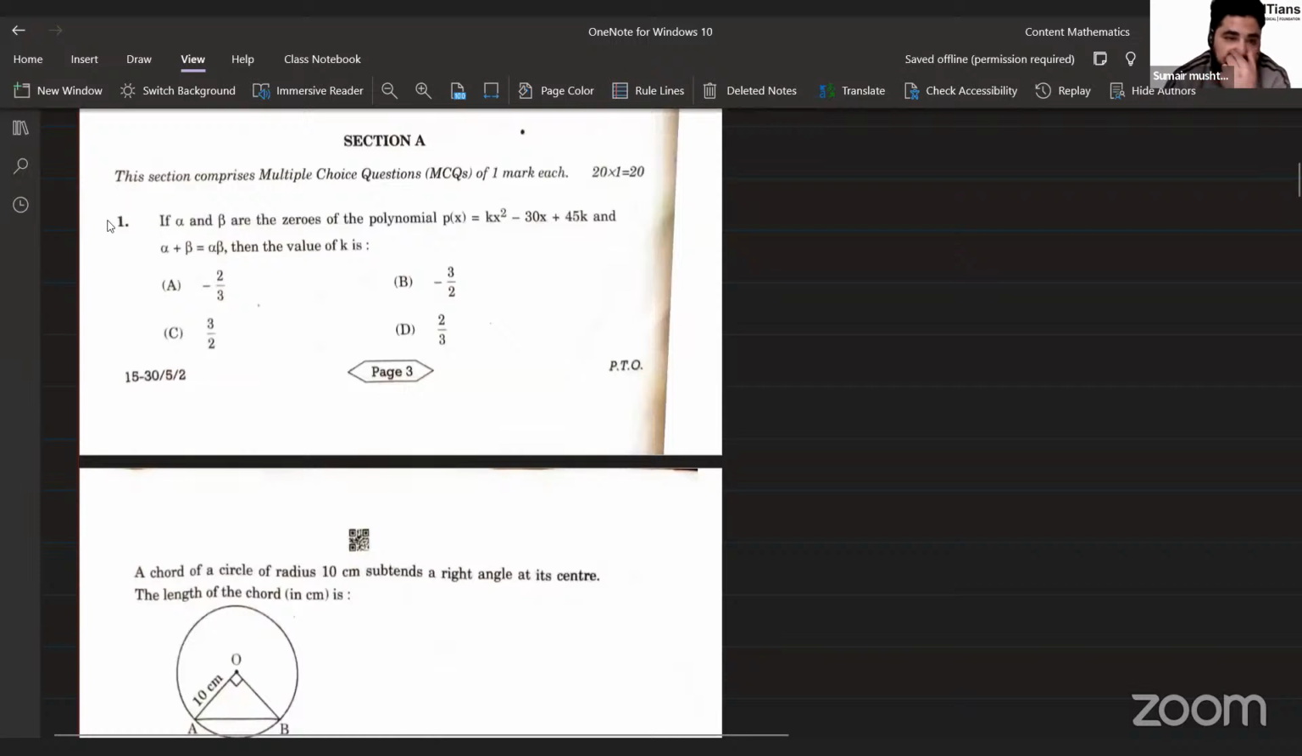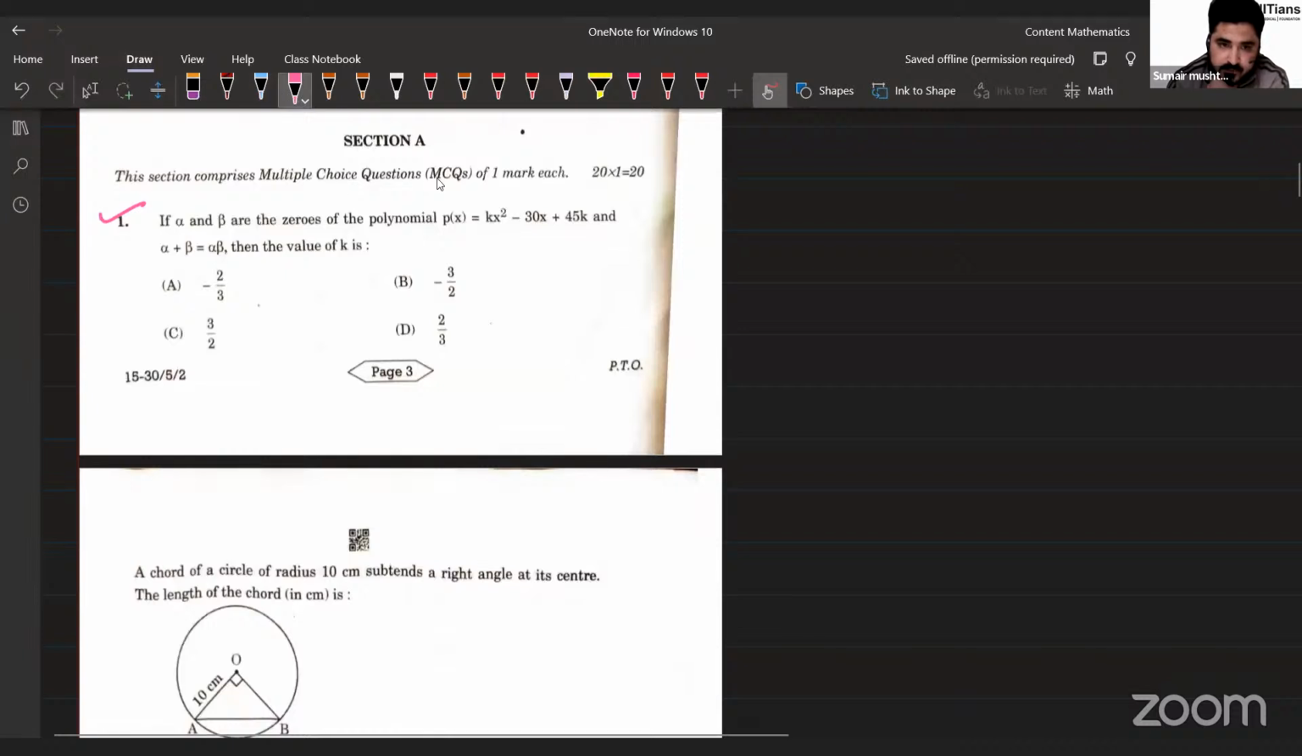So let's start with the first question. Easy question, right? The first question is, if alpha, beta are the zeros of p of x. So what's your p of x? This is your p of x. Okay. So first of all, alpha into beta is equal to, so what is here alpha into beta? Minus b by a, isn't it? So alpha plus beta is equal to alpha beta, isn't it? Alpha into beta is 30 upon k. And alpha plus beta is equal to 45 k upon, yes, b, that's k.